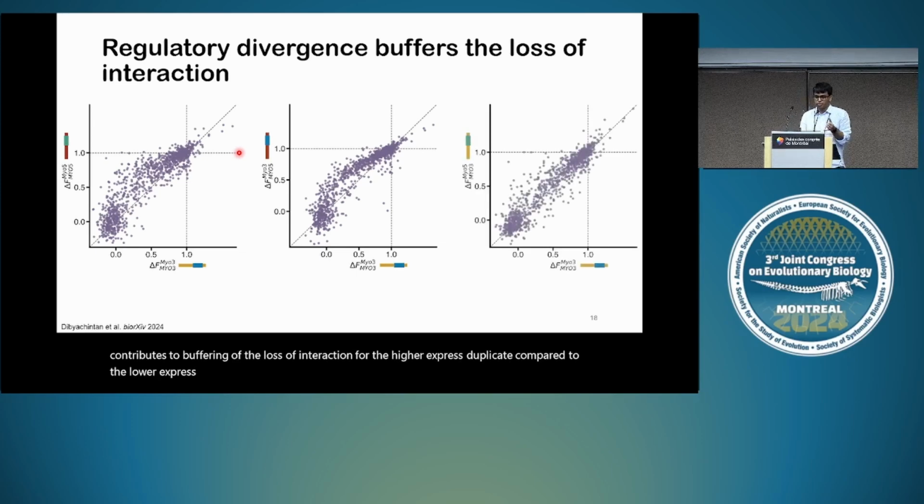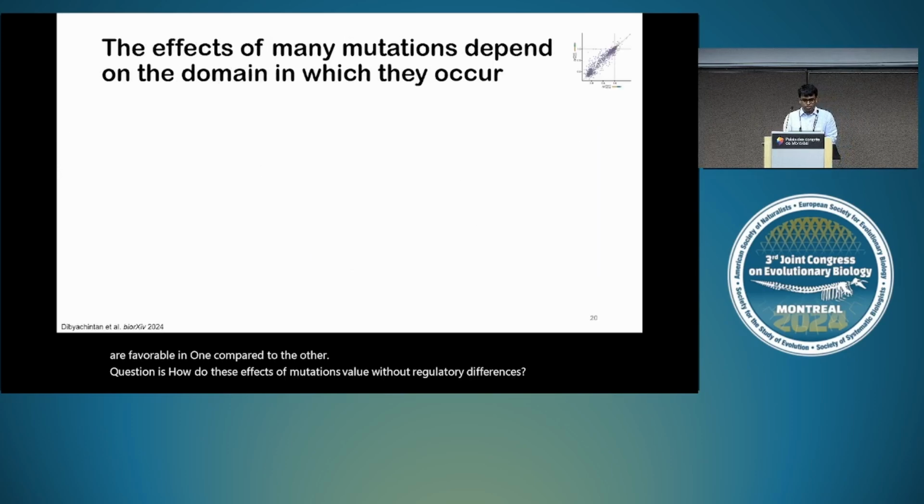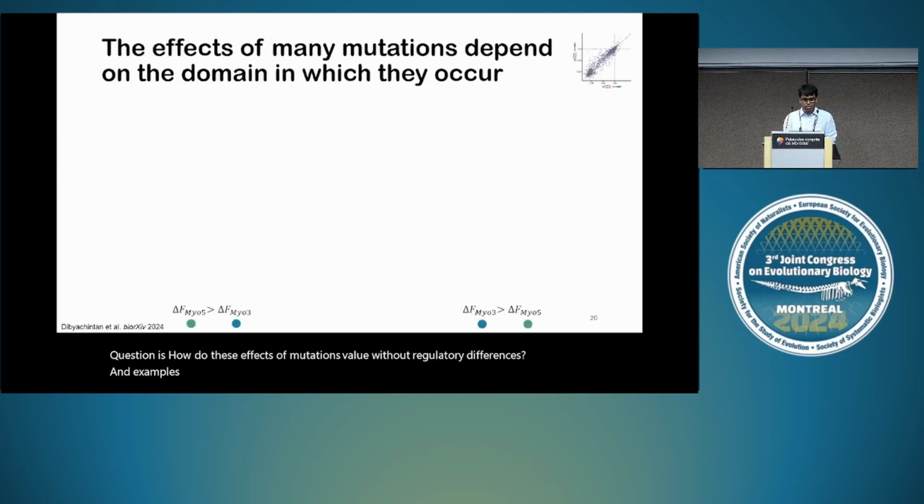And when we take the regulatory divergence out, there are some mutations which are favorable in one compared to the other. The question is, how do these effects of mutations vary without regulatory divergence? The examples I'll show you here are mutations that if you create them in the myo5 SS3 domain, the function is present, but when you do it in myo3, the function is killed. And the reverse case over here.